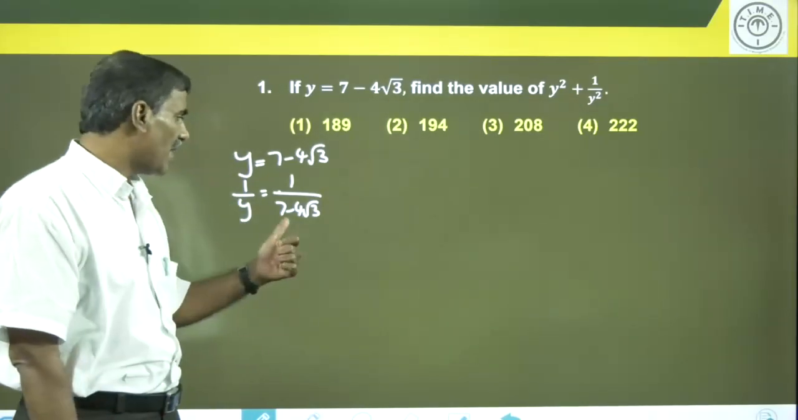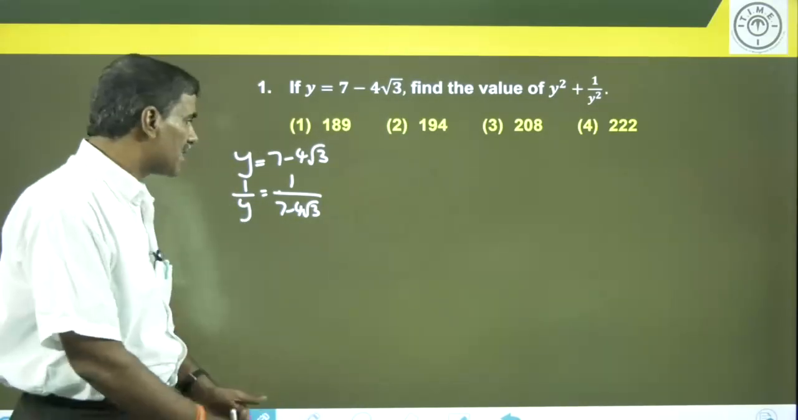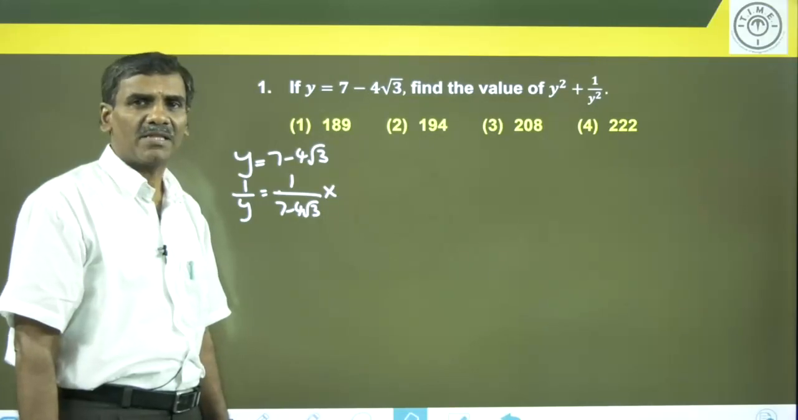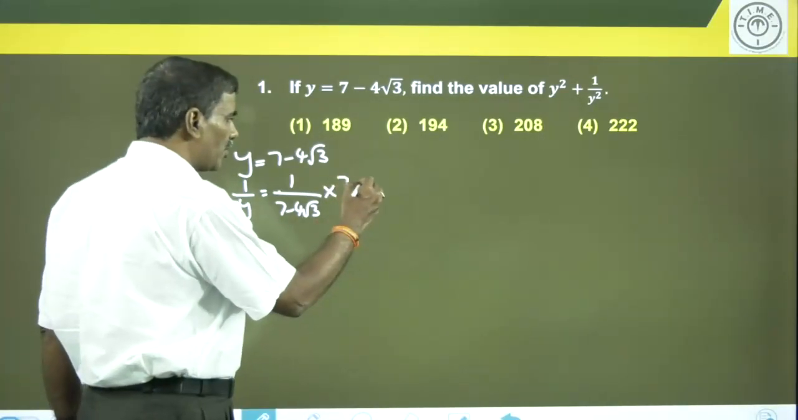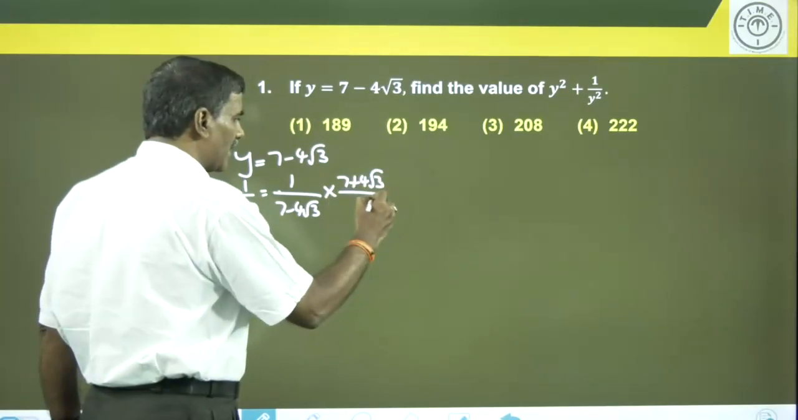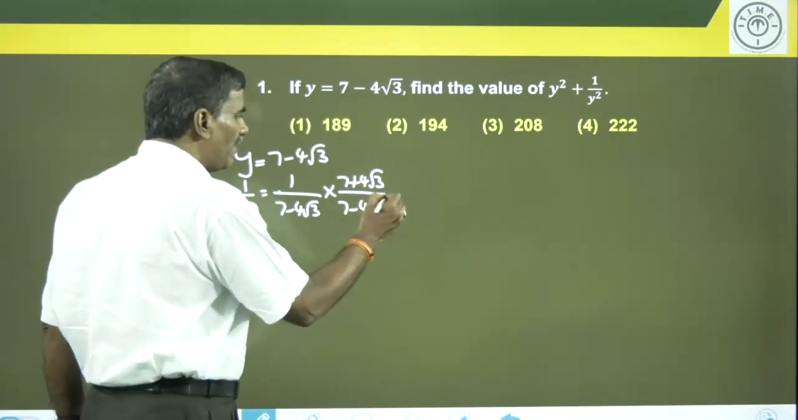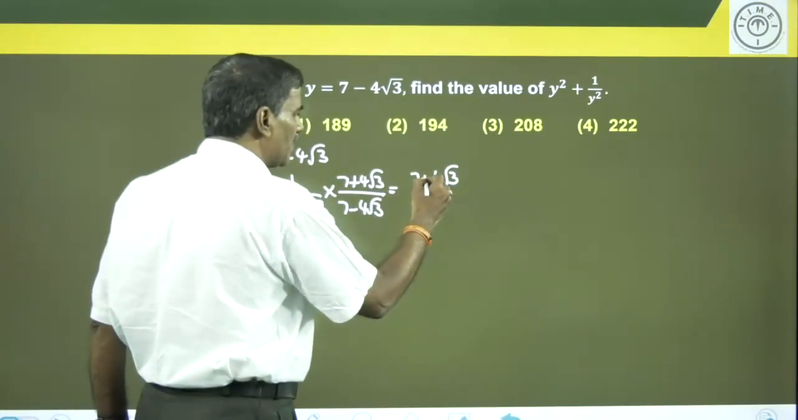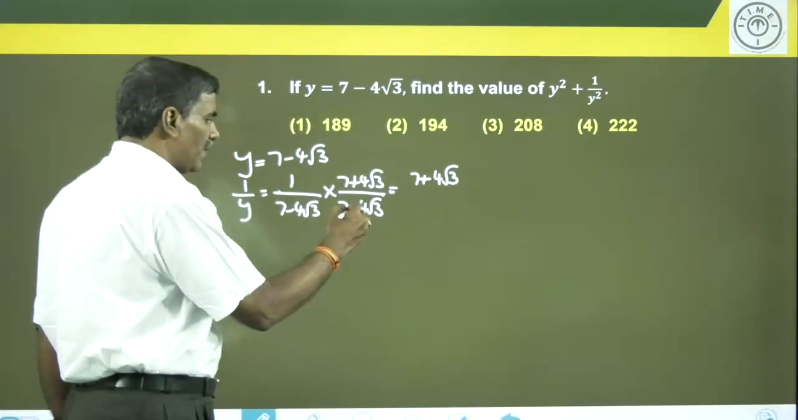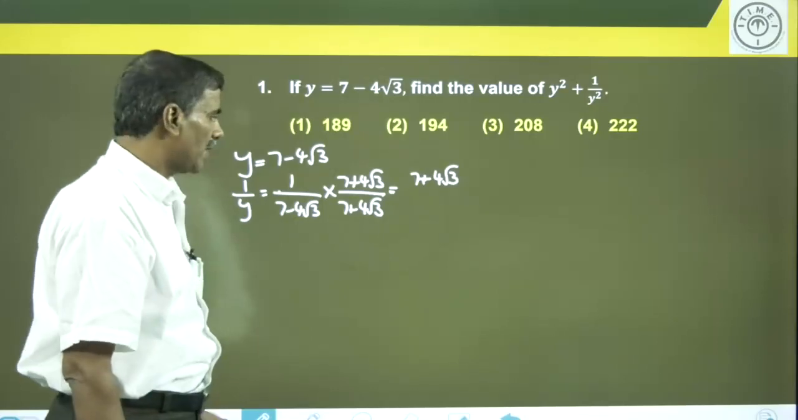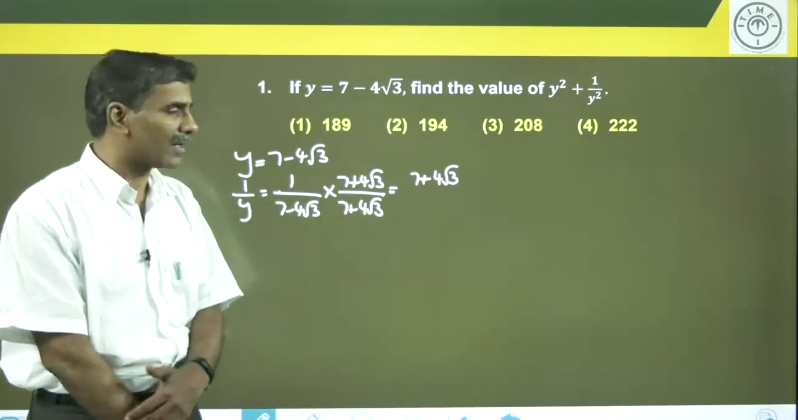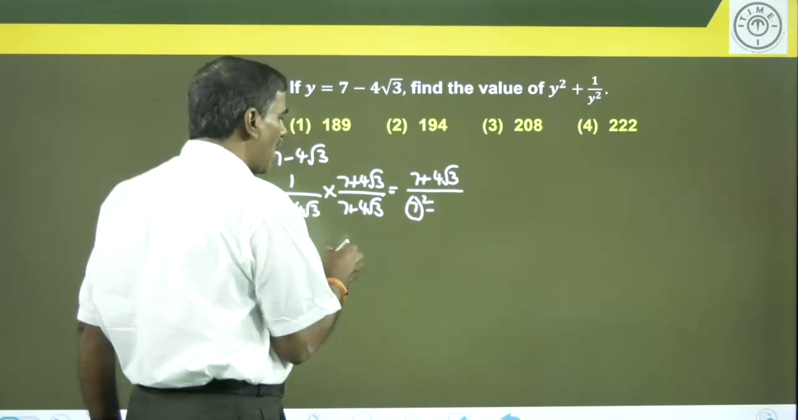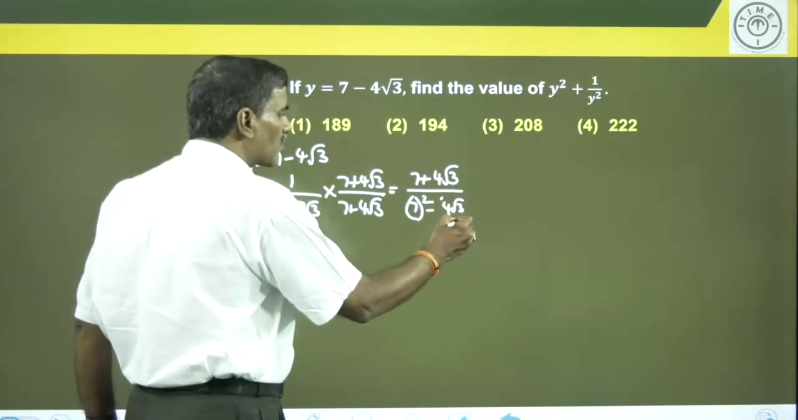So in this case, 7 minus 4 root 3, if it is the surd that we are dealing with, 7 plus 4 root 3 will become the conjugate surd. So multiply the numerator as well as denominator with 7 plus 4 root 3. In the denominator we will be having the whole expression becoming in the form of a plus b into a minus b. Right or not? It's in the form of a plus b into a minus b. So a plus b into a minus b is nothing but a square minus b square. So in place of a we have 7, so 7 square, and in place of b we have 4 root 3, so minus 4 root 3 square we will be having.